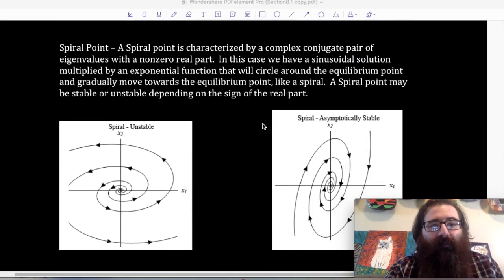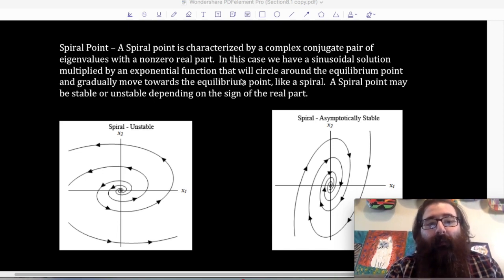Spiral point. A spiral point is characterized by a complex conjugate pair of eigenvalues with a non-zero real part. So here the real part is there. We think about how this would look with our characteristic equation, how the solutions would look. This is going to build not only cosines and sines, but those are going to be multiplied by an exponential function as a factor. So in this case we have a sinusoidal solution multiplied by an exponential function that will circle around the equilibrium point and gradually move towards it like a spiral.